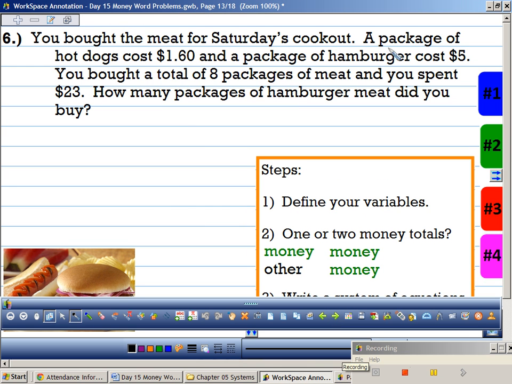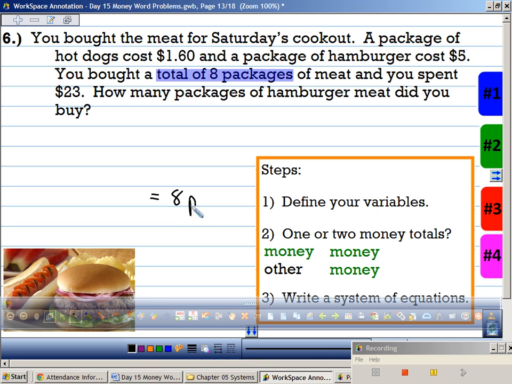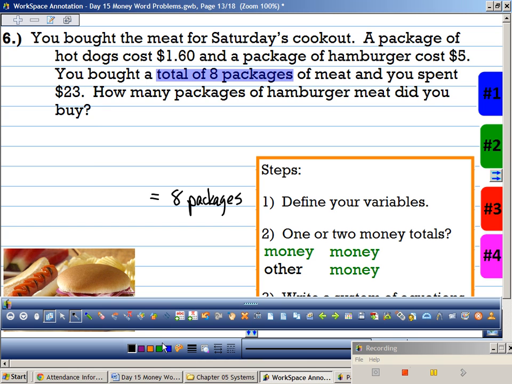Let's do this one. You bought the meat for Saturday's cookout. A package of hot dogs costs $1.60. That sounds like a total to me. Oh no, that's just for a hot dog package. And a package of hamburgers costs $5. You bought a total of 8 packages. Is that a money total? No, that's another total, right? We are totaling 8 packages of meat, and you spent $23. That sounds like a total to me as well. Total that you spent? Spent $23.